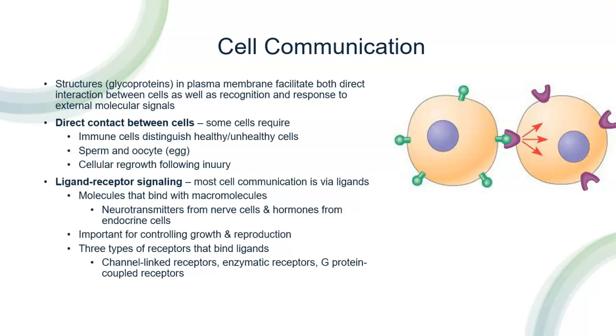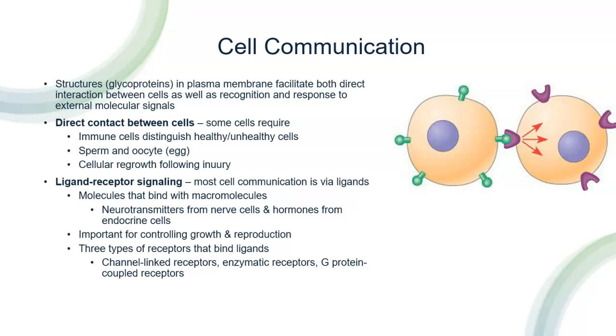Now, other than what we've just talked about, most communication between cells is through ligands. Remember, we talked about this previously. Ligands are molecules that bind to big macromolecule receptors embedded in cell membranes. So ligands that are involved in communication between cells include neurotransmitters that are released from nerve cells and hormones that are released by glands and structures within the endocrine system. So the cell that receives the information has the receptor.